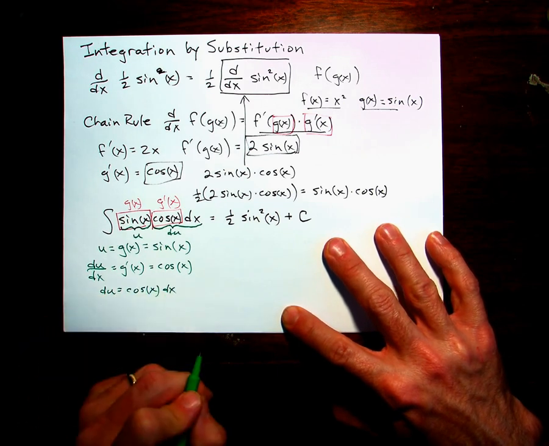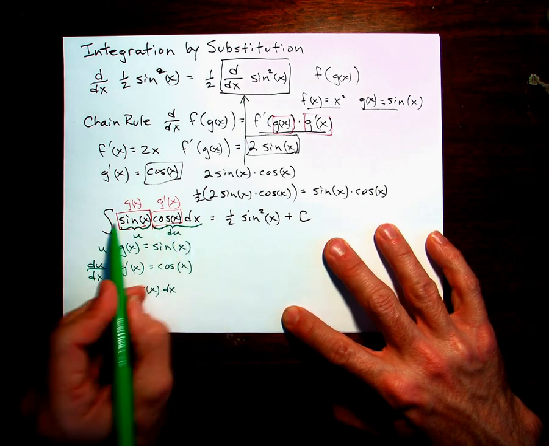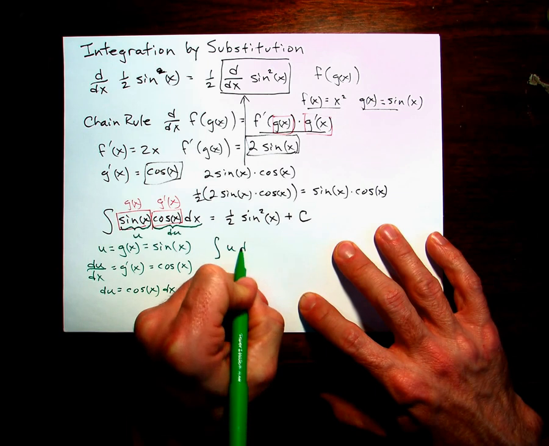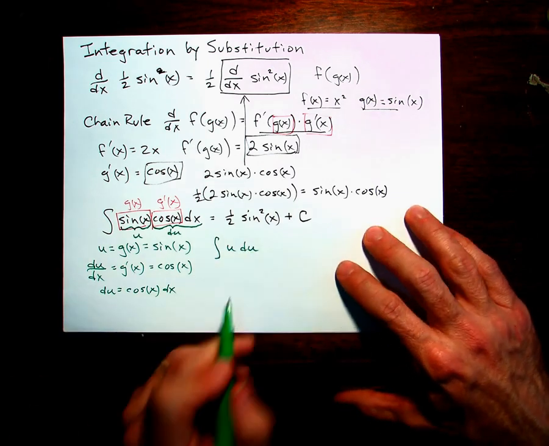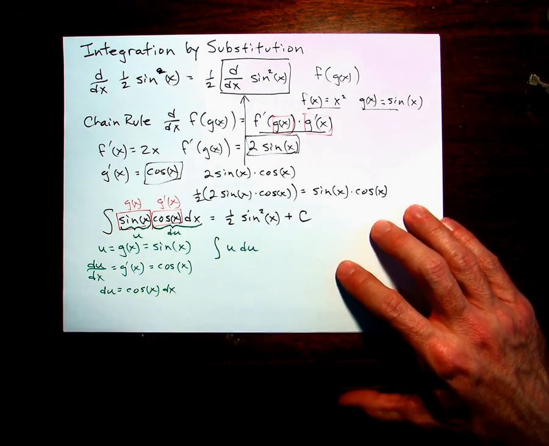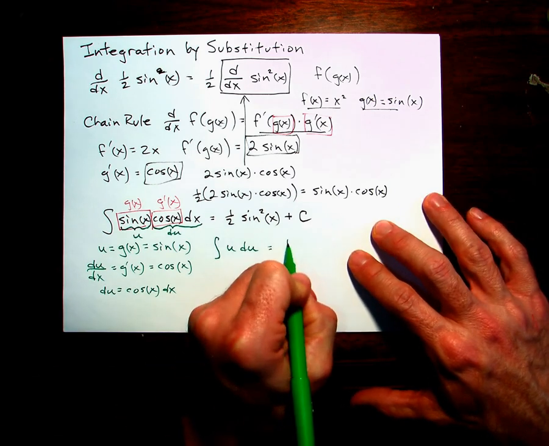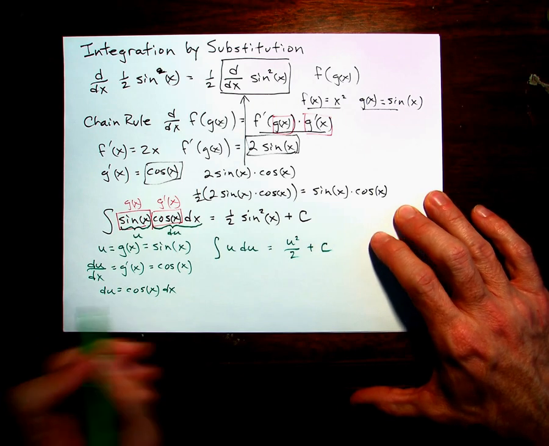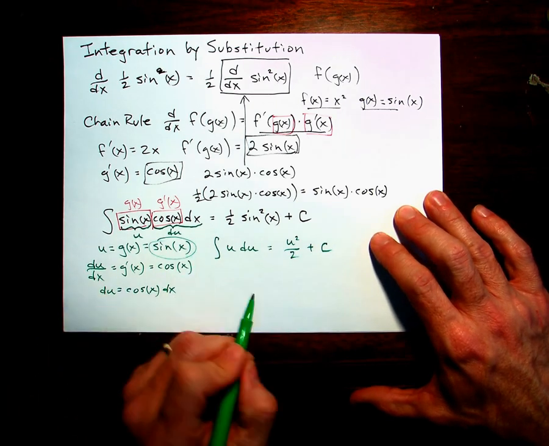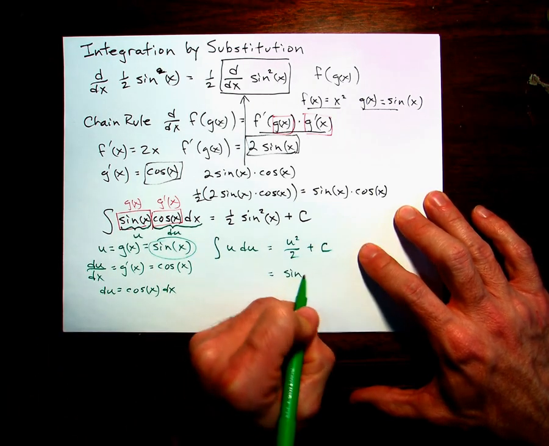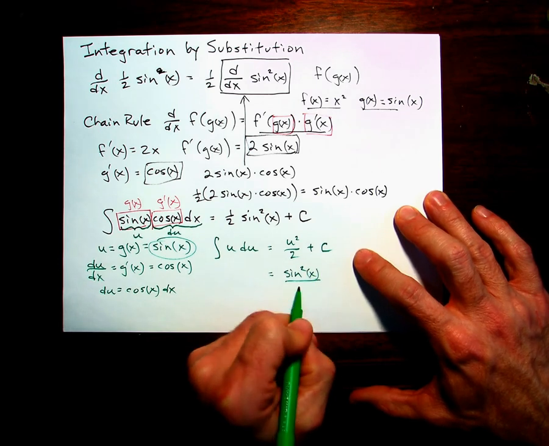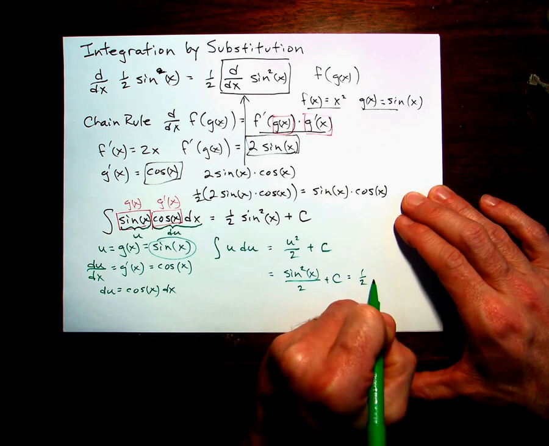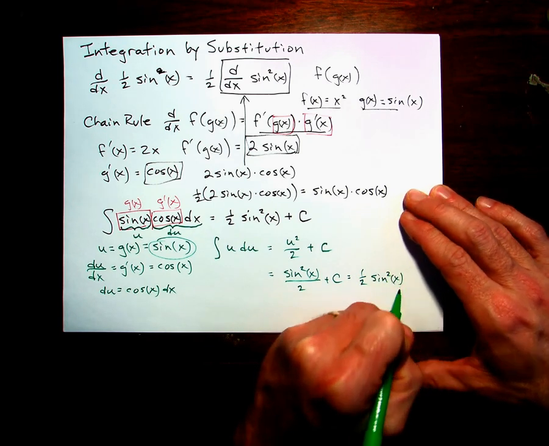So du can replace this whole part, u replaces this, and my new integral in terms of u just looks like u du. All right, now this is an easy one to figure out from our basic antiderivatives. We know that's just going to be u squared over 2 plus c. But of course u was sine x, so that's sine squared x over 2 plus c. And of course, that's the same thing as just bringing the 1/2 out front: 1/2 sine squared of x plus c.